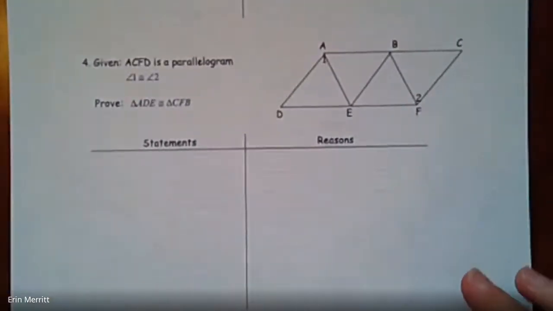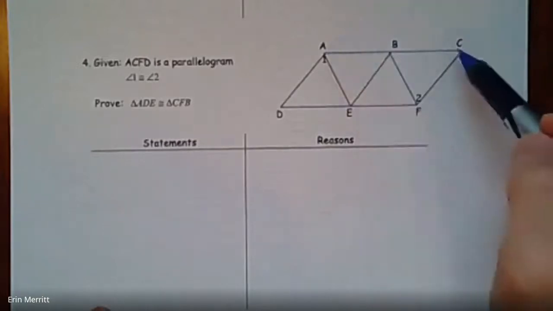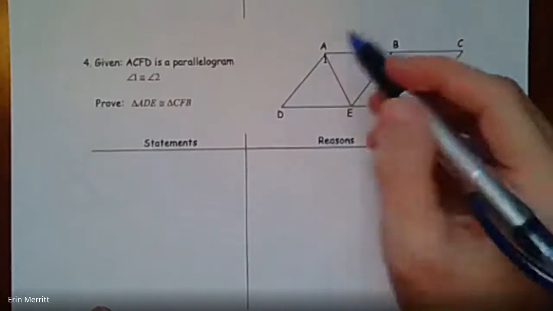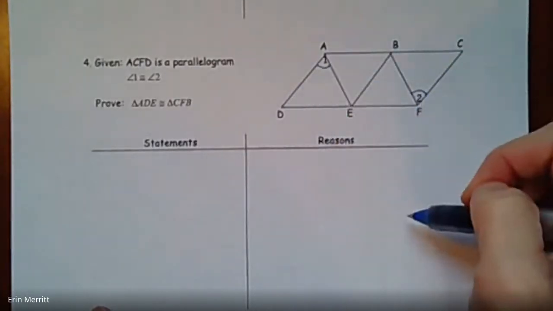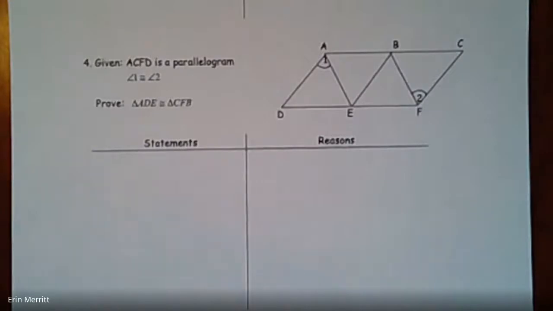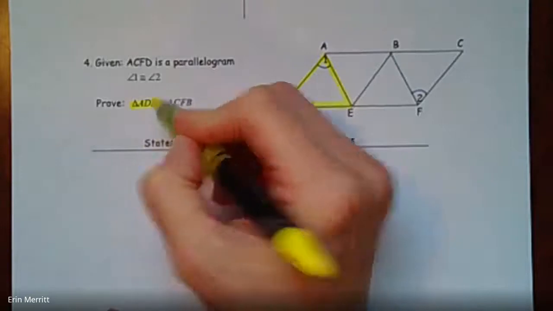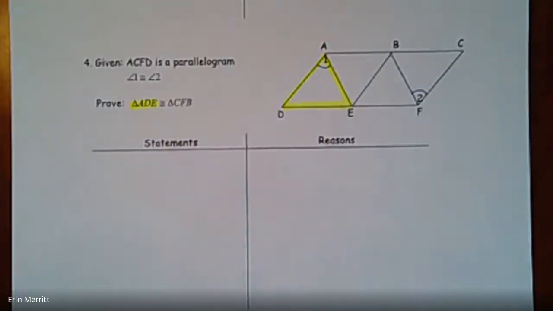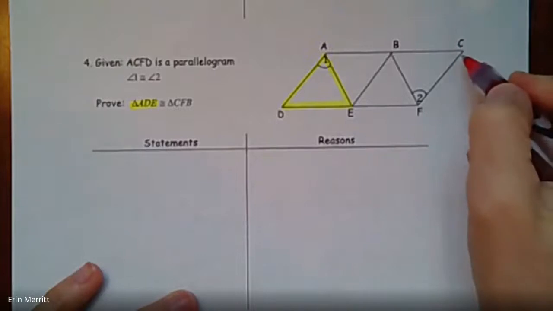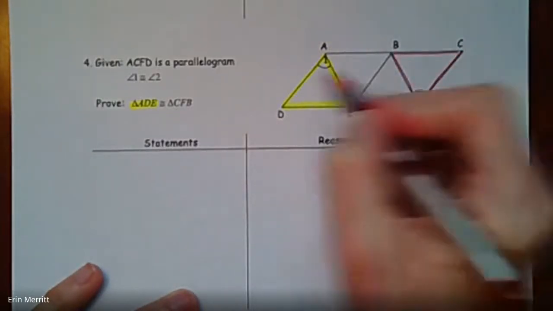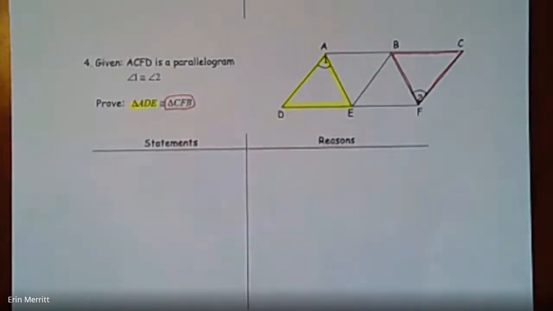So down at the bottom, you're given that ACFD, so the whole big figure here, is a parallelogram. And they hand us a pair of congruent angles, angles 1 and 2. And then you're going to try to prove, I grab my colors again, that ADE, this triangle right here, is then congruent to triangle CFB. So anytime there's more than two triangles, it's a good idea to just make sure you know what you're looking at. So if you have a couple colored pencils sitting around, it's always helpful here. All right, so let's take a look.